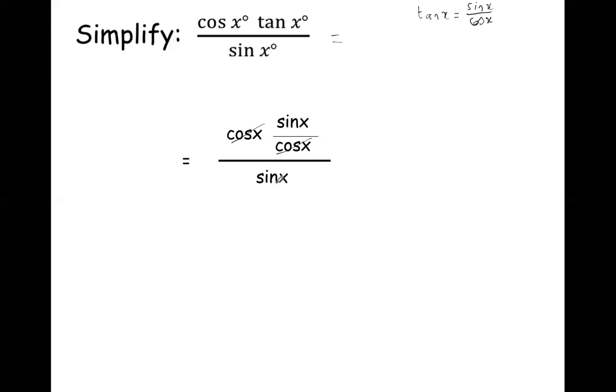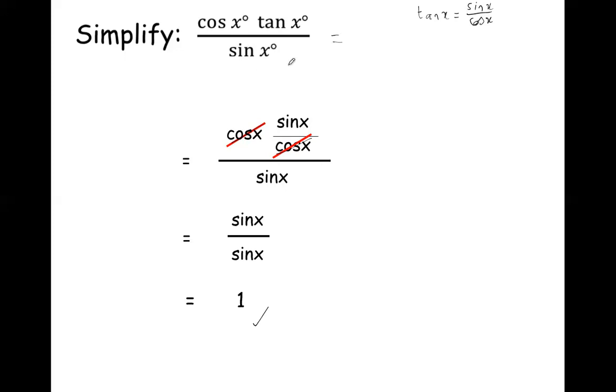What's sine x divided by sine x? 1. That's it. So you've simplified it. Cos x tan x divided by sine x is just 1. You always get 1, no matter what value you're going to put here.